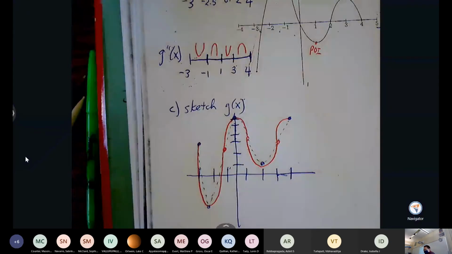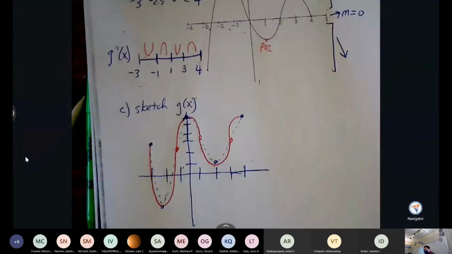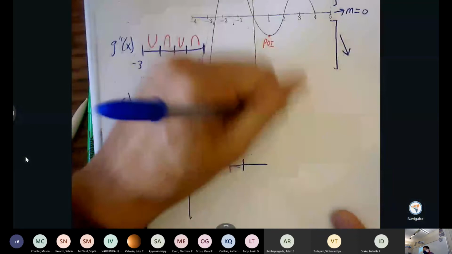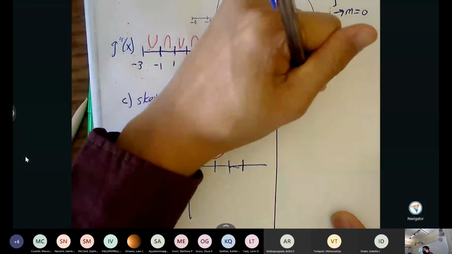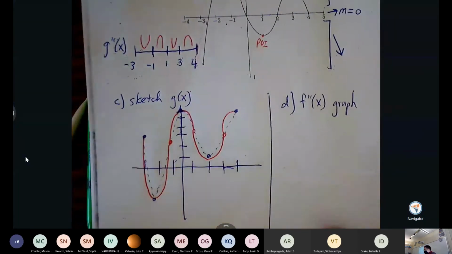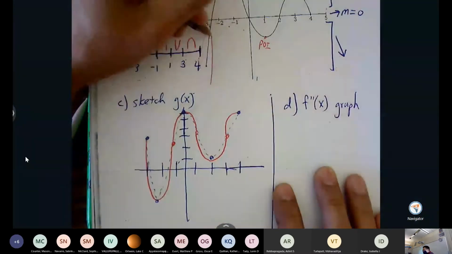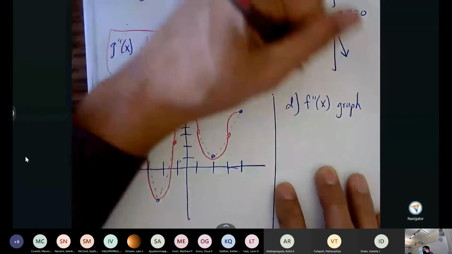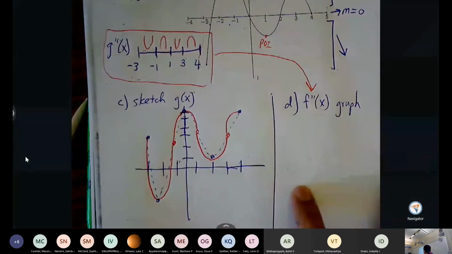So this problem did not ask for a second derivative graph, but you will see it on the test. So let's do that as well. We're going to sketch our second derivative graph. Now, to sketch your second derivative graph, the only thing you need to base this on is your second derivative sign line. It's the only thing you need to look at.